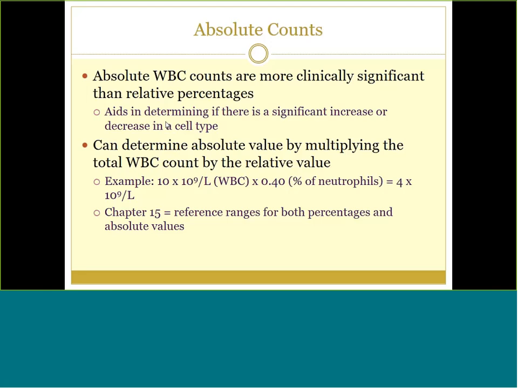The way that we determine that is you take the total white count given by the analyzer and multiply it by the relative count put back into decimal format. That's the only trick to the equation. In this example down here, it was 40% neutrophils, put back into decimal format, that should be 0.4. So if the total white count was 10, and the neutrophil percentage was 40%, put back as 0.4, you go 10 times 0.4, and that will give you your absolute count of 4. And again, it's per liter of blood, so the units are times 10 to the 9th per liter. So that is how you calculate it.